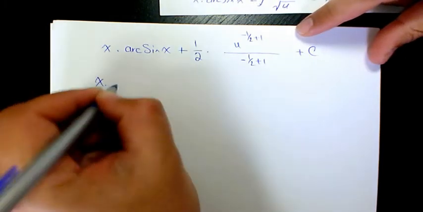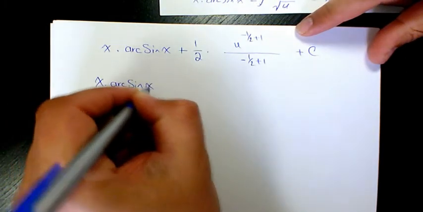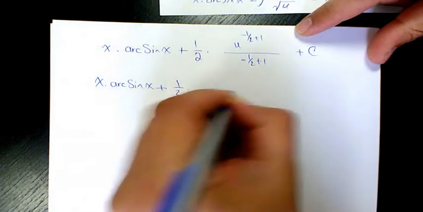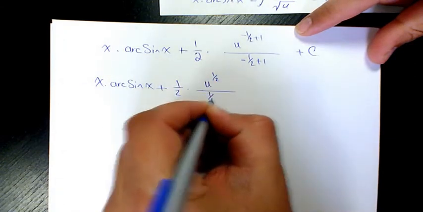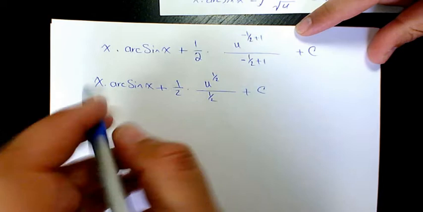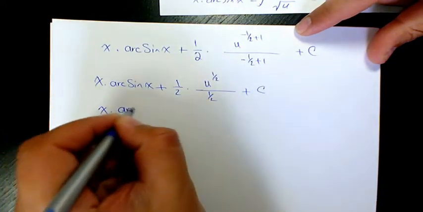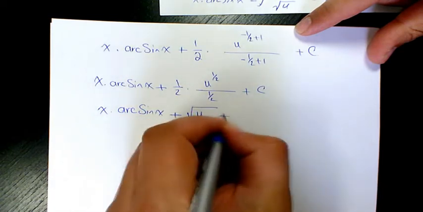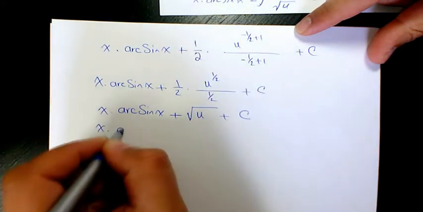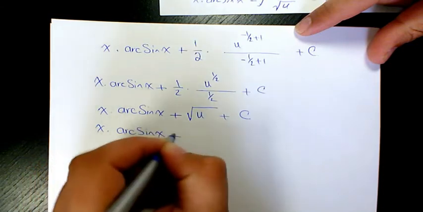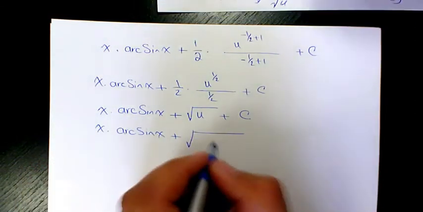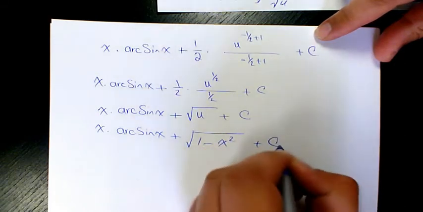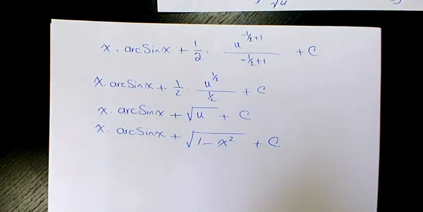So we have x arc sine x plus 1 over 2 u to the power 1 over 2, over 1 over 2, plus c. This 1 over 2 and 1 over 2 cancel out, and we have x arc sine x plus root u plus c. So that's x arc sine x plus square root of 1 minus x squared plus c. That is the final answer. Next example.